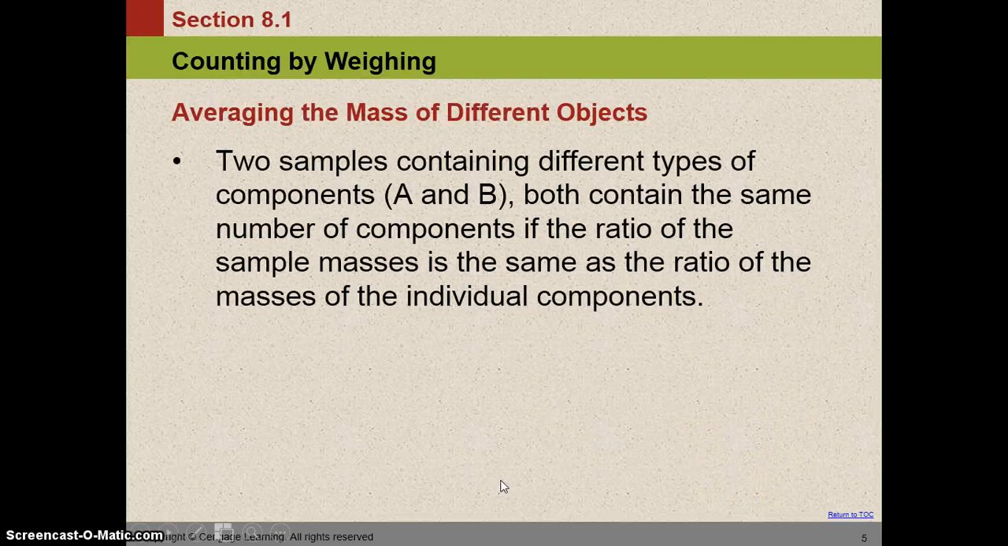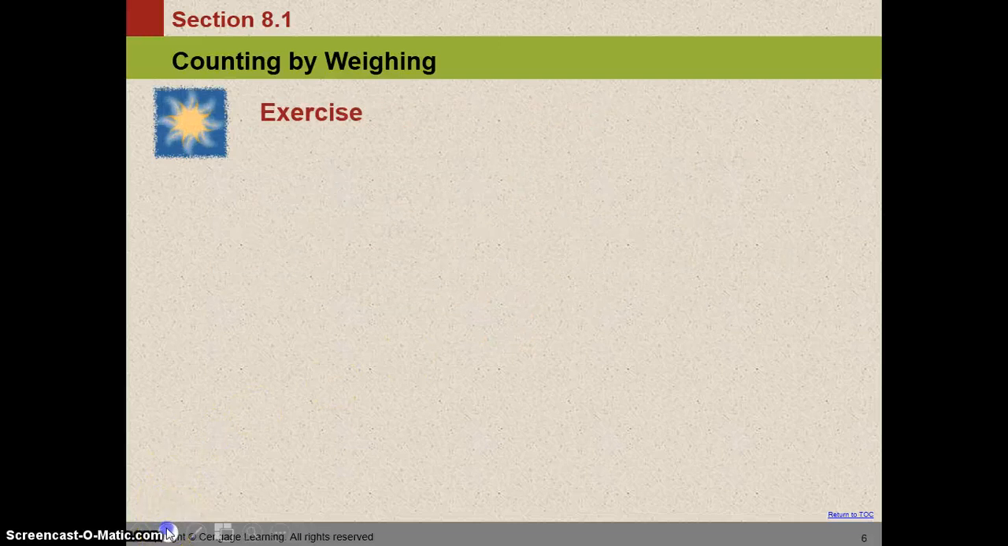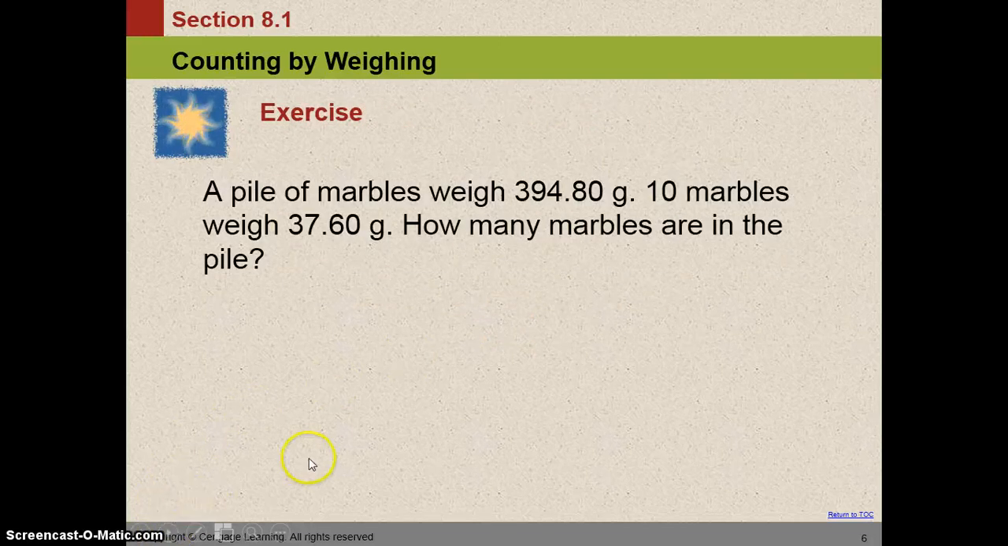Let's look at averaging the mass of different objects. Two samples containing different types of components, so type A and type B, both contain the same number of components if the ratio of the sample masses is the same as the ratio of the masses of the individual components in the container. Let's look at an example of how we can apply that. We're going to use something that solves a whole lot of problems, not just in chemistry, but in everyday life, and it's called ratios and proportions.